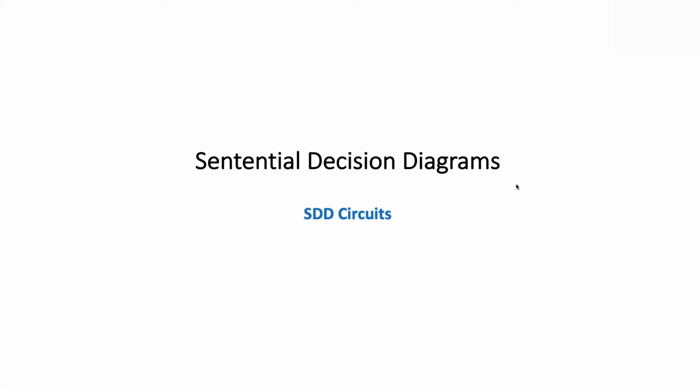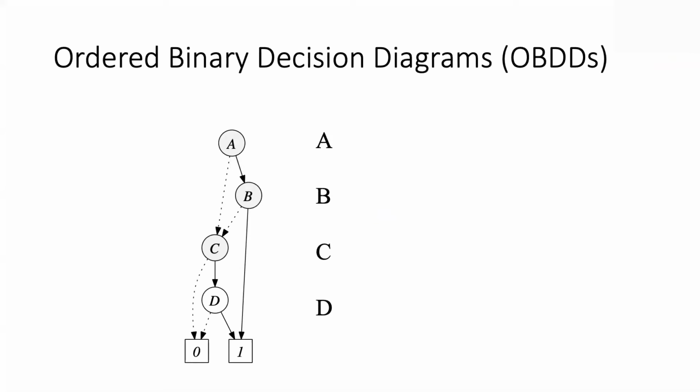All right, so we'll be talking about sentential decision diagrams, also known as SDD circuits. And since they are a generalization of OBDDs, we will actually start with a quick review of OBDDs so that we can motivate and see in what way they generalize them. You see an OBDD here over 4 variables. And as you remember, we have a variable order ABCD, which is required for an OBDD.